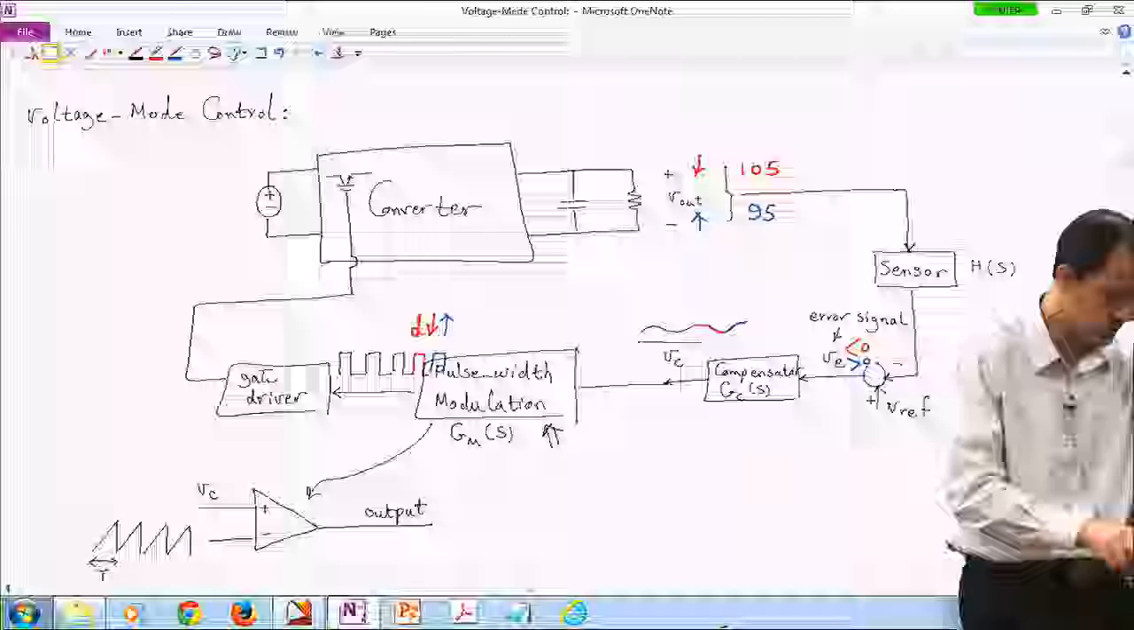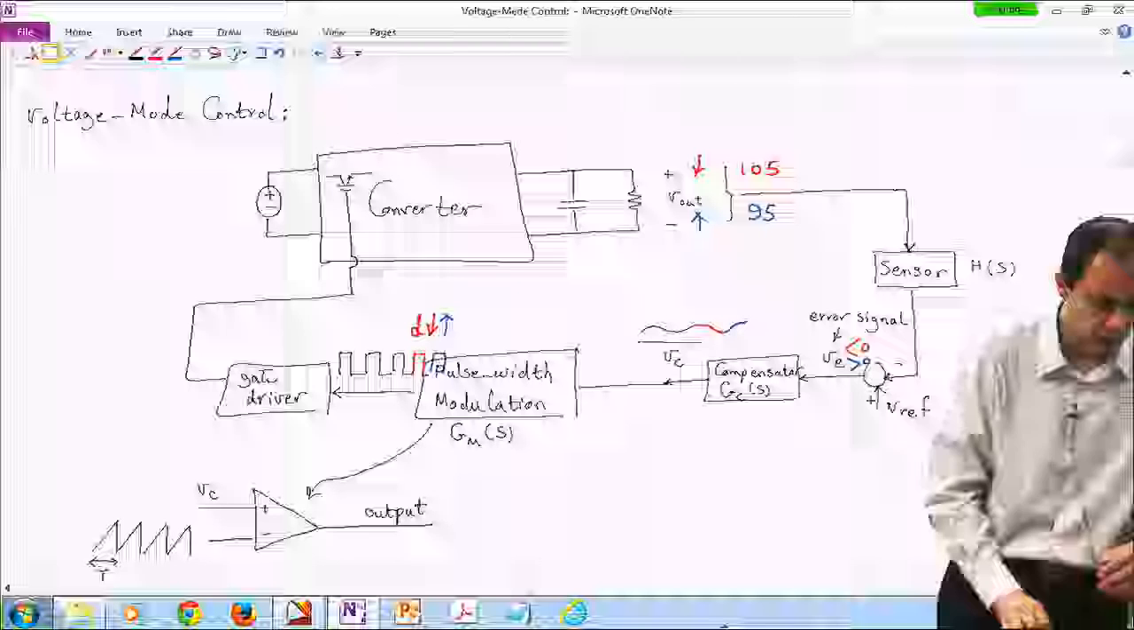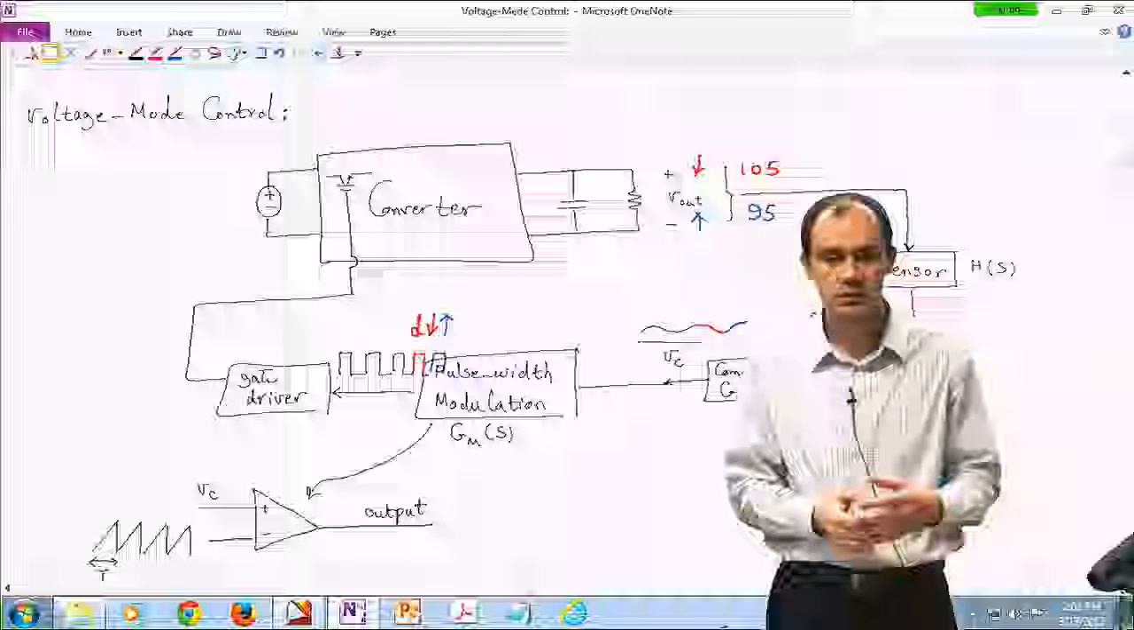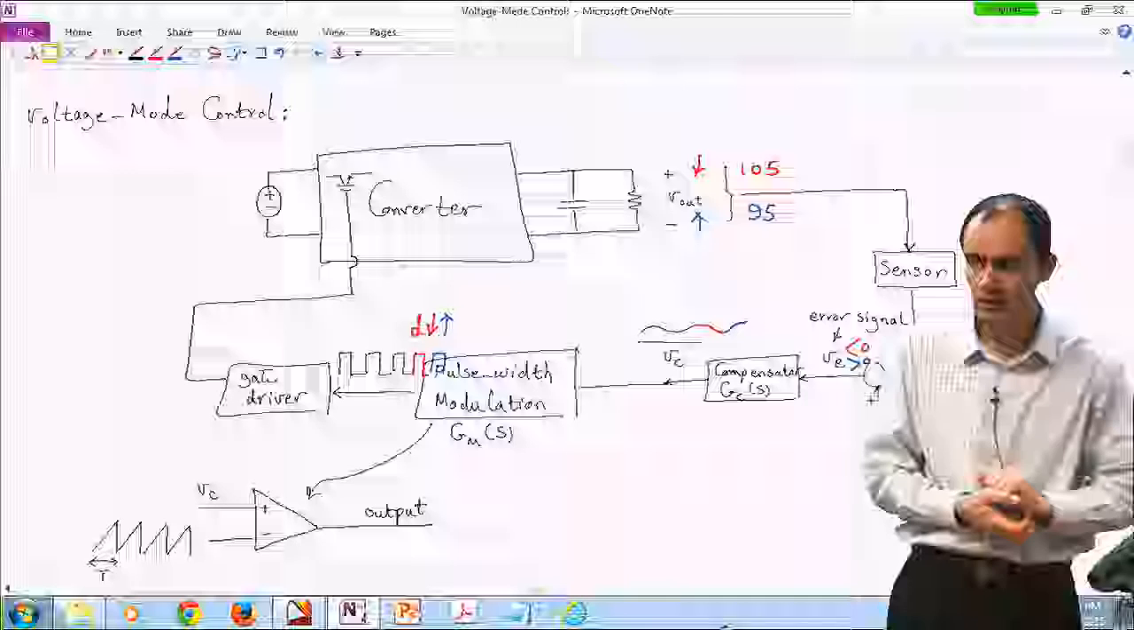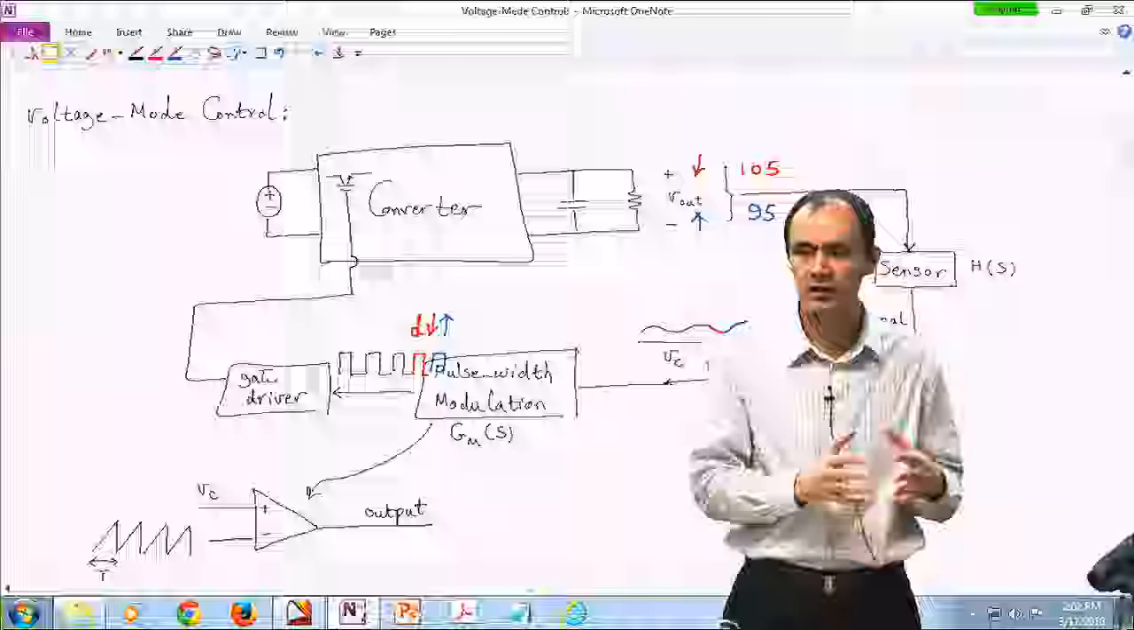So if the output voltage is smaller than where it is supposed to be, the error increases, the output of the compensation network increases, that means we should increase the duty cycle. And vice versa, if the output voltage is larger than what it is supposed to be. This is a common trend, at least among buck and boost converters, in the sense that if we increase the duty cycle, the output voltage increases. If we reduce the duty cycle, the output voltage reduces.